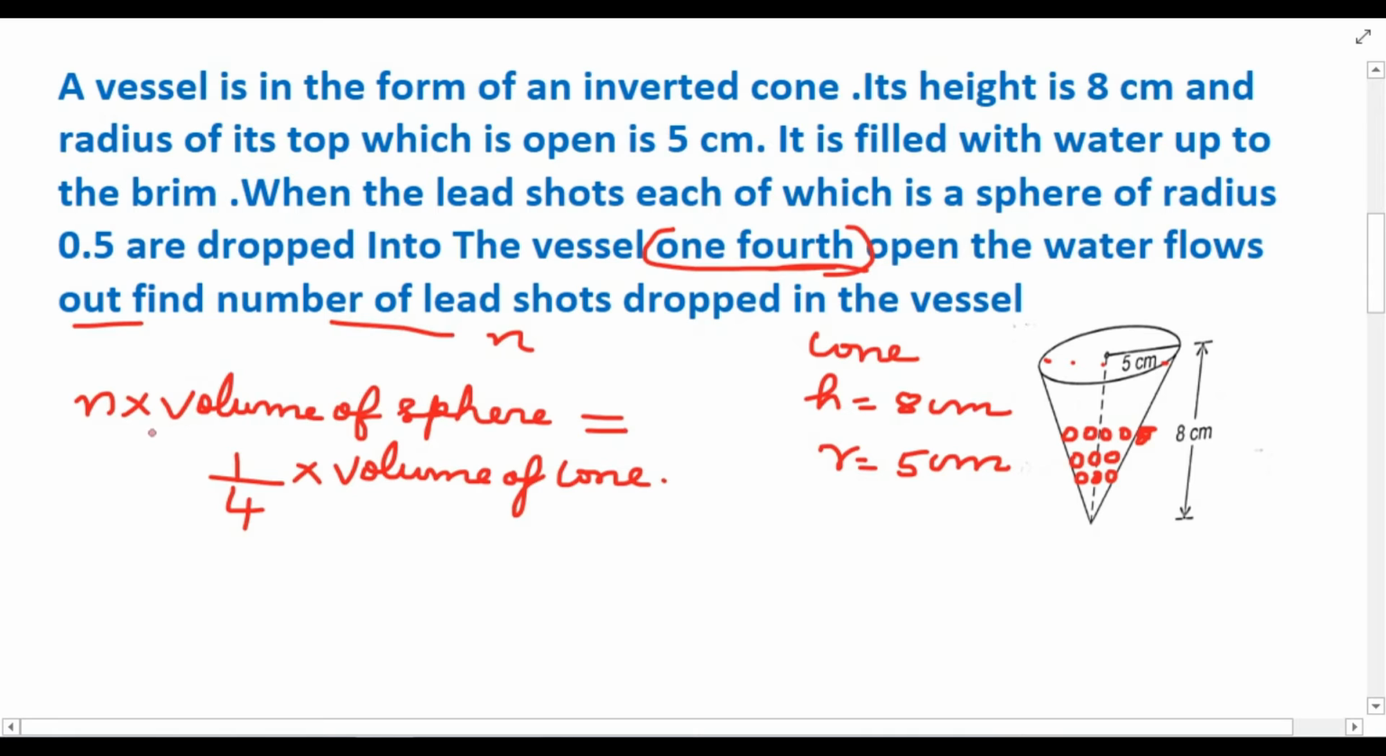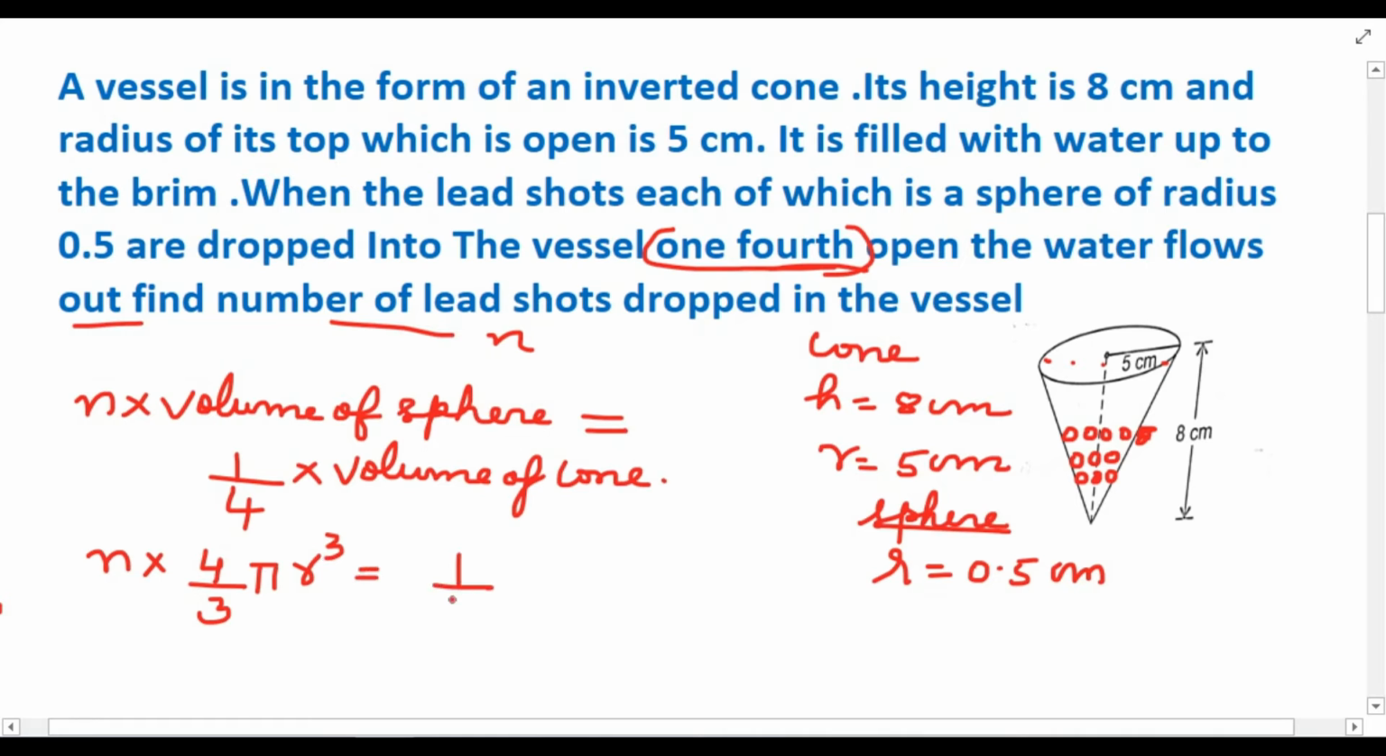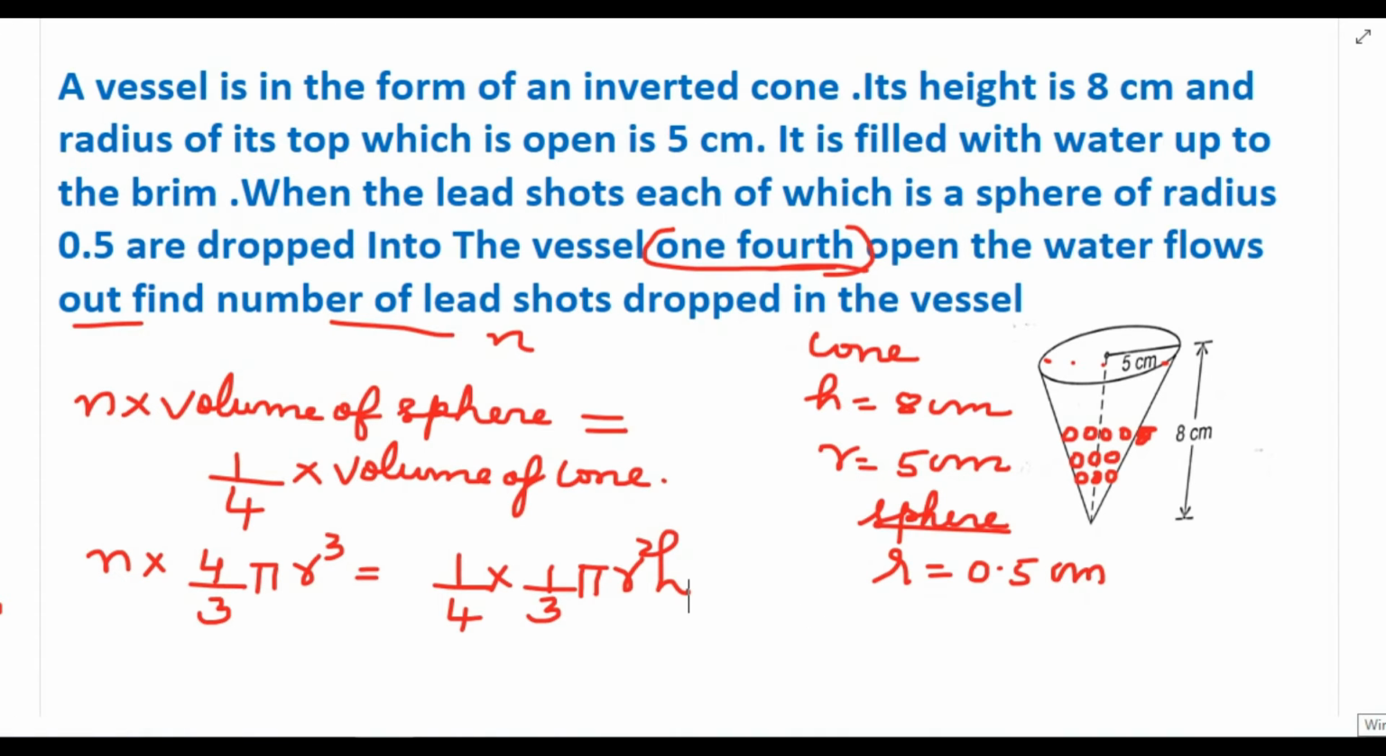So the formula will be: let N be the number of lead shots, N into volume of the sphere is equal to 1/4 volume of the cone, and the sphere radius they have given as 0.5. So it is a combination of two solids, one is a sphere and the other is a cone. The sphere radius is 0.5 centimeter. So N into volume of sphere, we know it is 4/3 pi r cube, equal to 1/4, and volume of cone is 1/3 pi r square h. Now we can substitute the values.